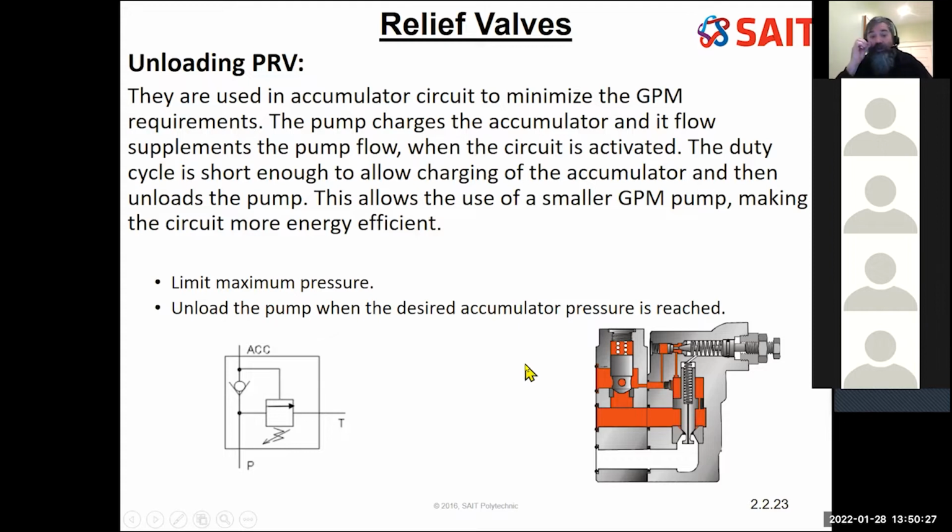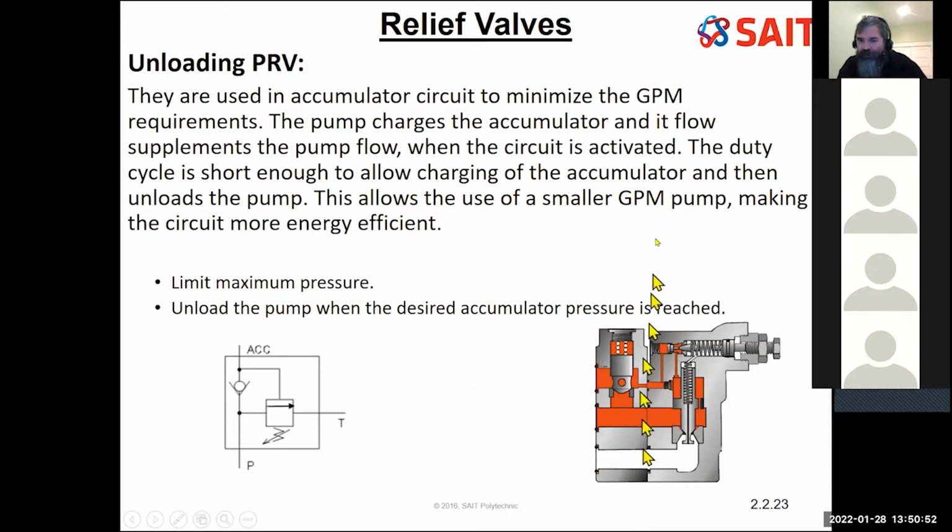Okay, so an unloading pressure relief valve is just a pressure relief valve used for a different purpose. So we're going to unload our flow and pressure in a circuit. Some circuits we want to do that. So I can actually use the same valve as an unloading valve, just a different use, or it can be a little bit more sophisticated about it. And this one has a check valve.